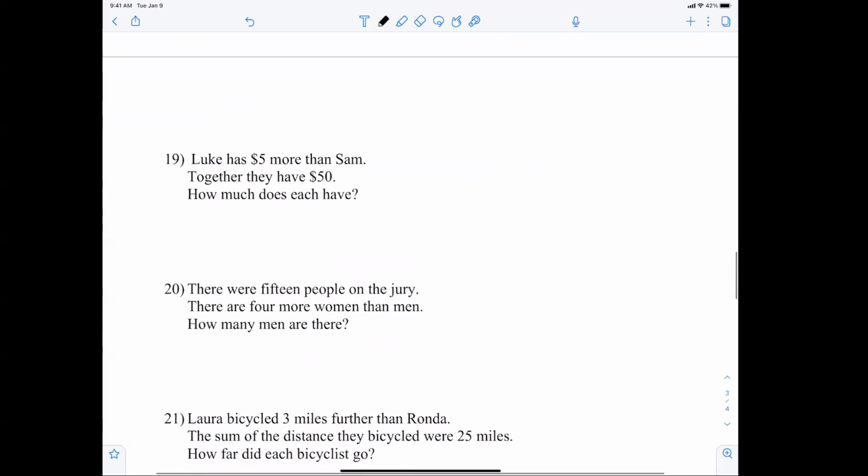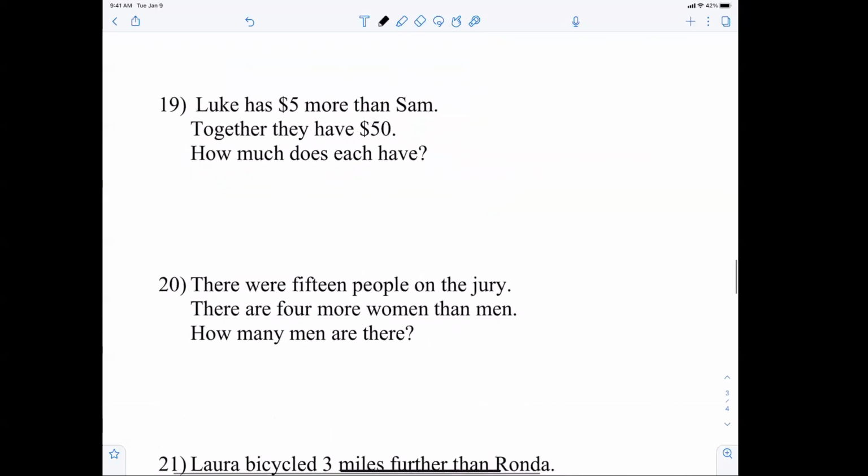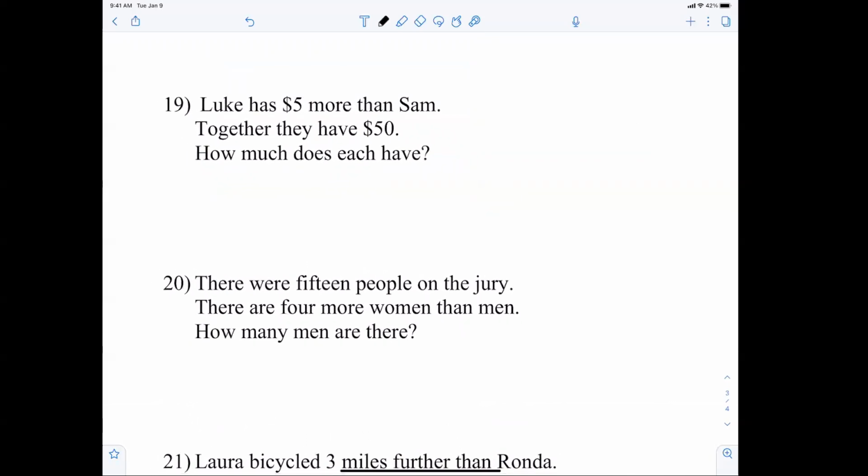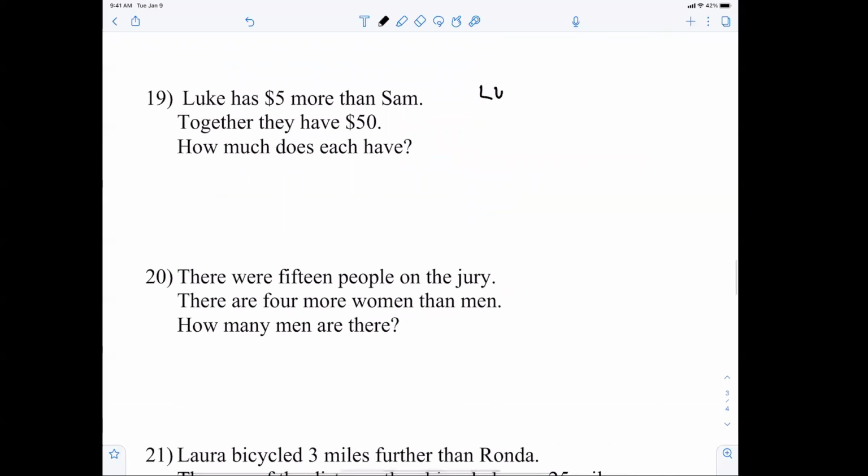Jackson. Luke. Now, did everybody write down Luke? And I want everybody to write down Sam. Hold on a minute. Now read the first one. Luke has 5 more than Sam. So how much does Sam have? How much does Sam have? Sam has 30. What? Jackson.